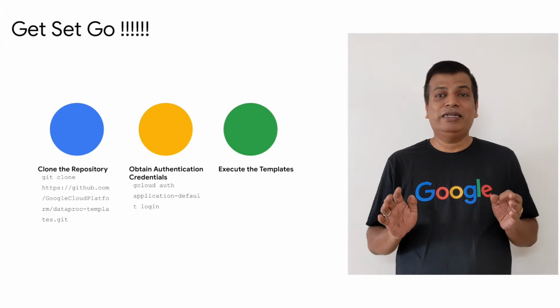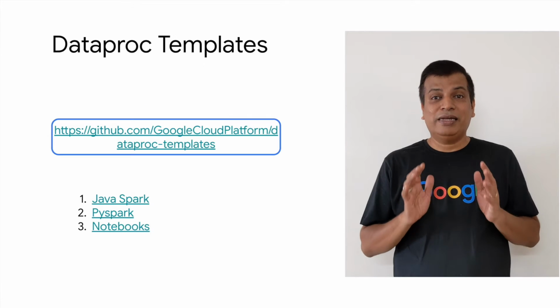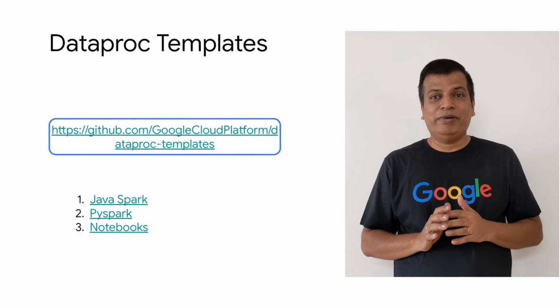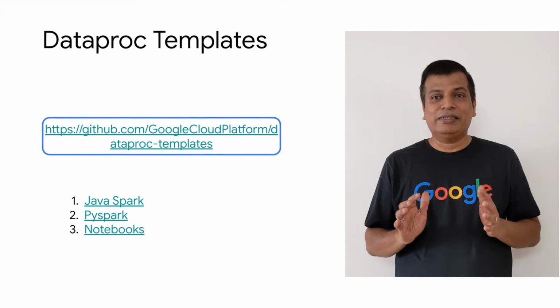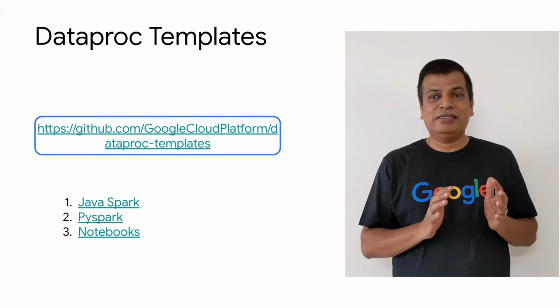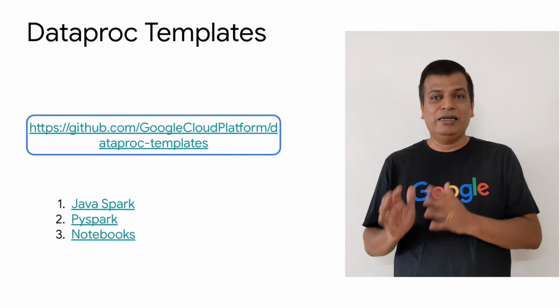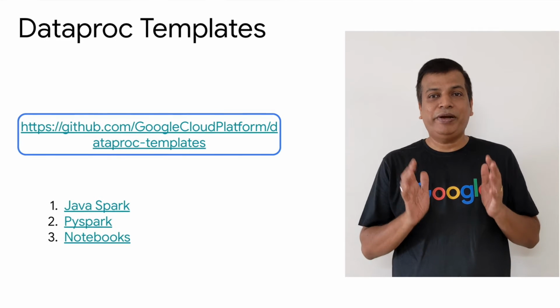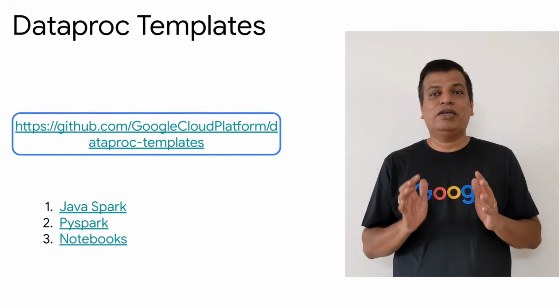The status can be monitored with the Dataproc UI. Here is the GitHub link for the Dataproc templates. The README shows the complete details. There are separate sections for various templates in Java, Python, and in notebooks. Each section has its separate README files and the various steps to execute those templates.